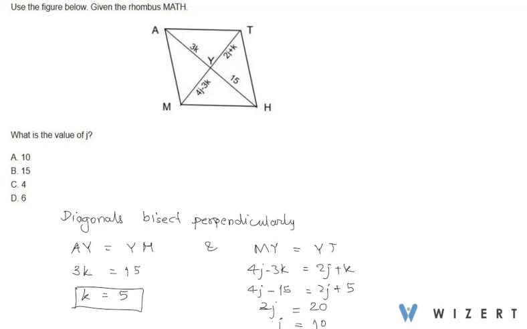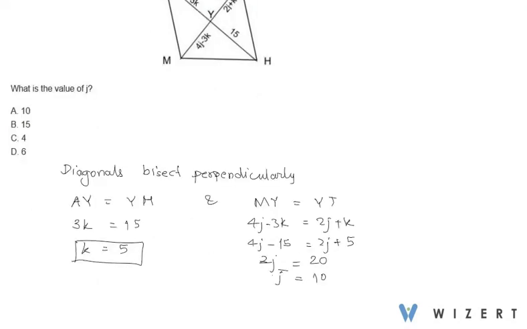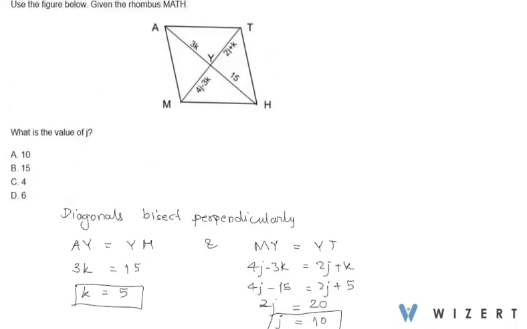So value of j is 10. Let's see what are the options. Yes, answer is option A.